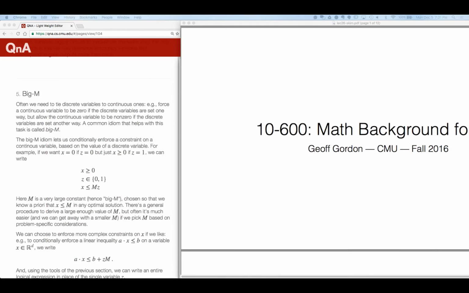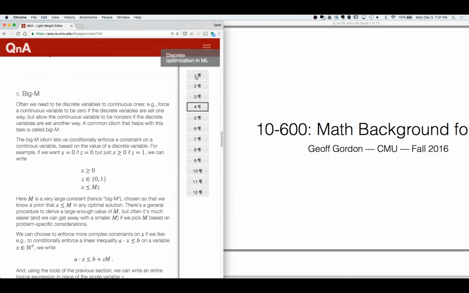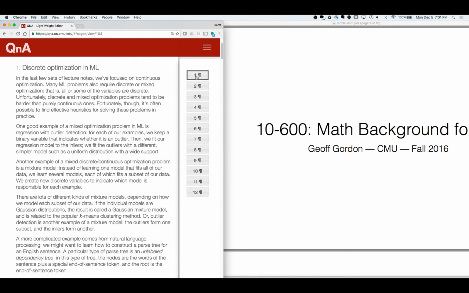All right, so let's get back to the slides. Okay, so discrete optimization. We've been doing continuous optimization for a little while, and discrete optimization is the same idea but harder. Basically, discrete optimization is when the variables are categorical or binary instead of continuous. And I'm also going to talk about mixed optimization, which is where you have both continuous and discrete variables in the same problem.